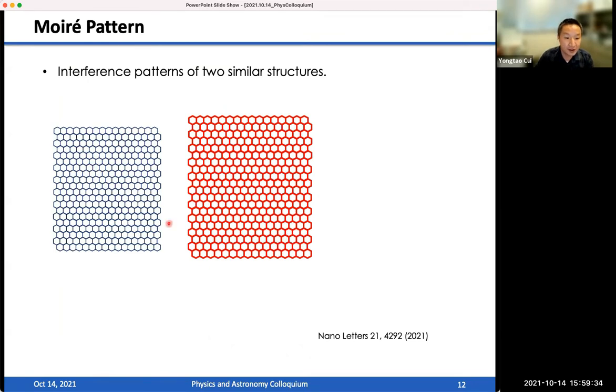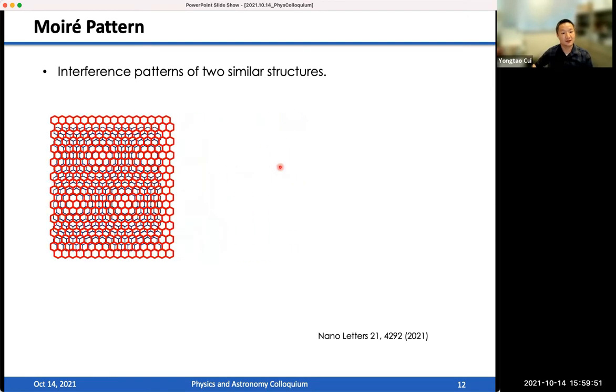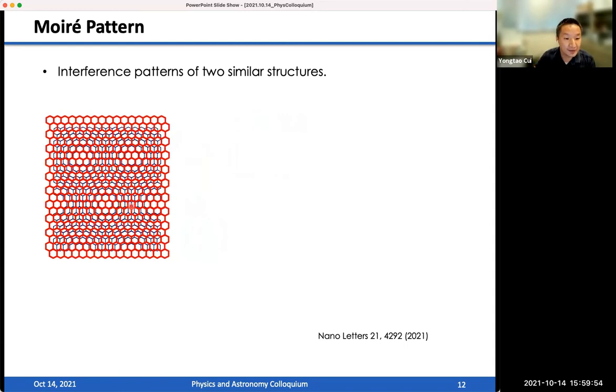So for example, here I have two honeycomb lattices. That's the same lattice as graphene. And those two lattices have slightly different sizes. So if we place one lattice onto the other, as you can see, when I place it on top of the other, it forms a new periodic structure with a much larger periodicity. And this is the so-called Moiré pattern.